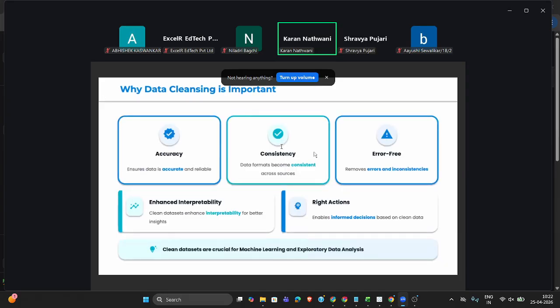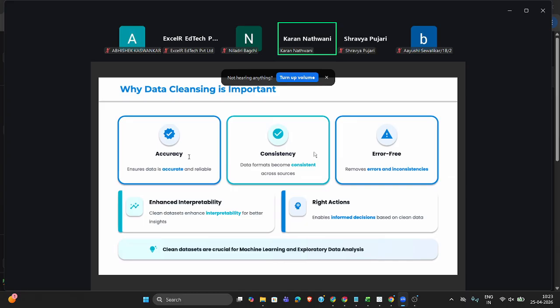Next. So why is data cleansing important? Because we are trying to make it accurate. We are trying to see the importance of this in the form of accuracy. Ensure the data is accurate and reliable. I told you before also this point, that when you do the analysis, it's not like that it is the first time and end time. Many other analyses will be done on top of it.